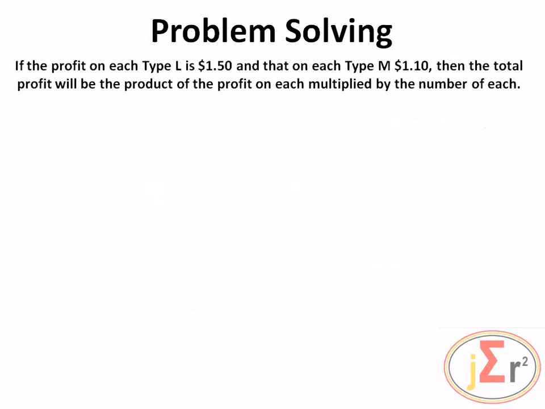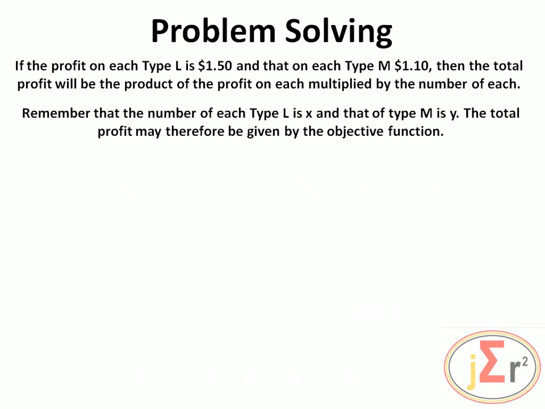If the profit on each type L is $1.50 and that on each type M is $1.10, then the total profit will be the product of the profit on each pen multiplied by the number of pens. Remember that the number of each type L is x and that of type M is y. The total profit may therefore be given by the objective function.